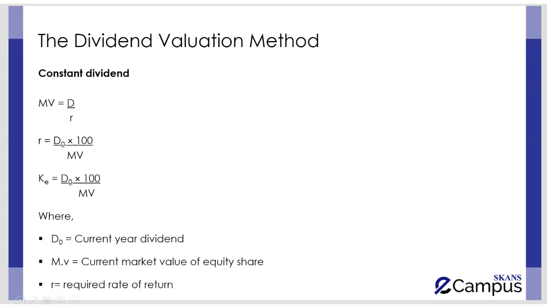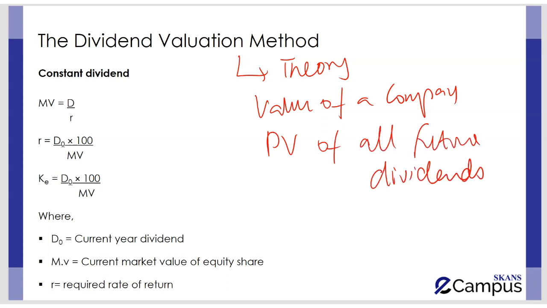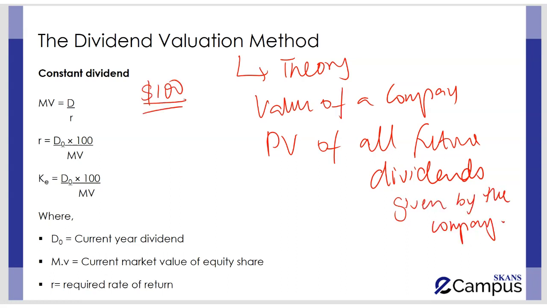What is the dividend valuation method? It basically refers to a theory which states that the value of a company is the present value of all future dividends. And similarly, it says the value of any share is also the present value of all future dividends given by the company. Thus, the market value of a company can be found out if we know the present value of all the future dividends given by that company.